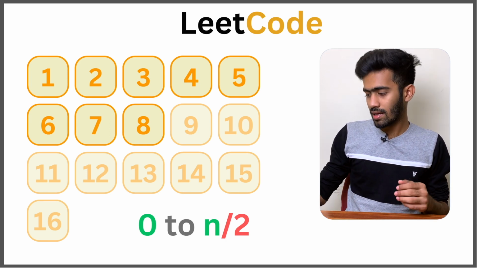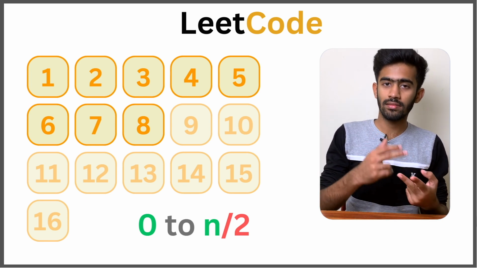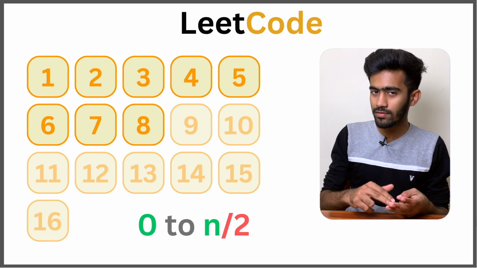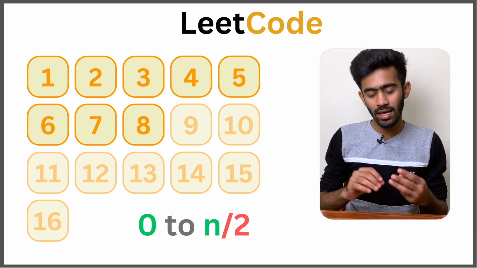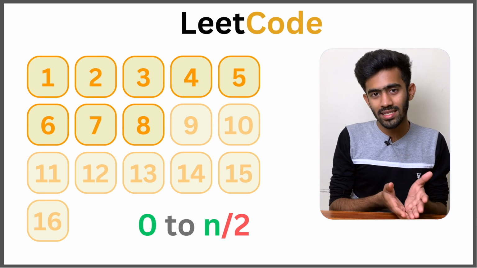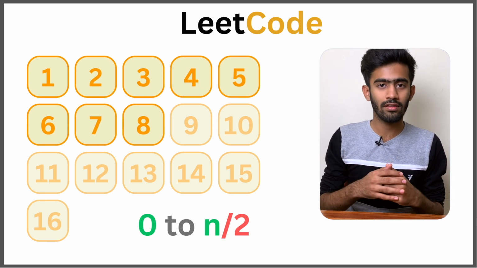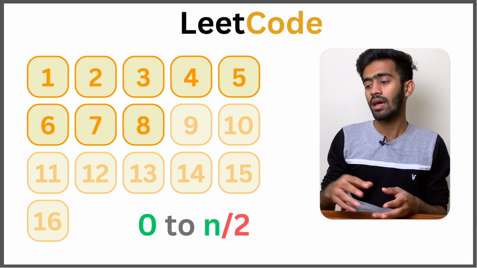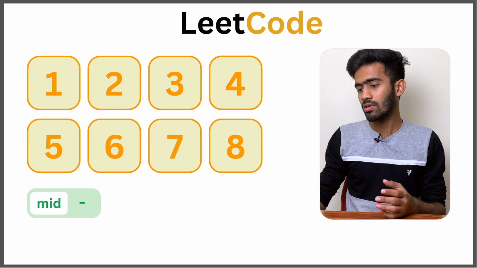So if you take any other number, for example, 15, the factors are 1, 3 and 5. And all of these are less than 15 by 2, which is 7.5, right? So there is no number which is greater than n by 2 and is a factor of the value given n. Okay, and hence we can just limit our search to 0 to n by 2 here. So let's start with it.